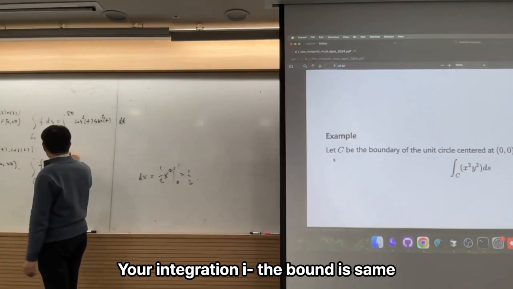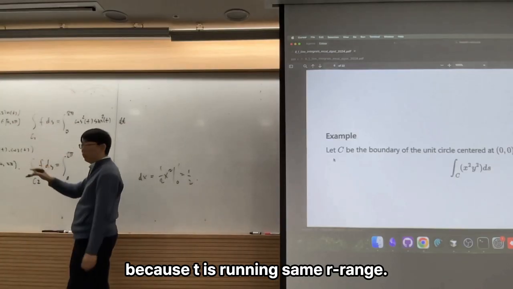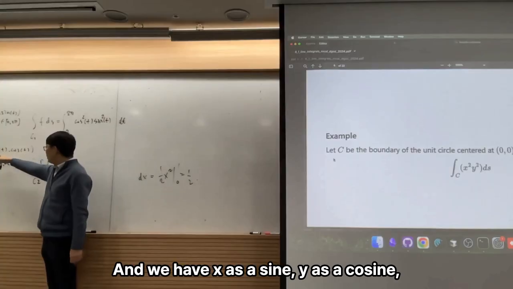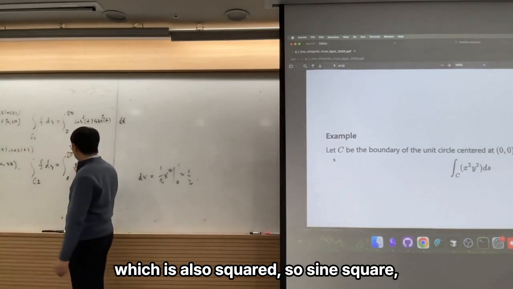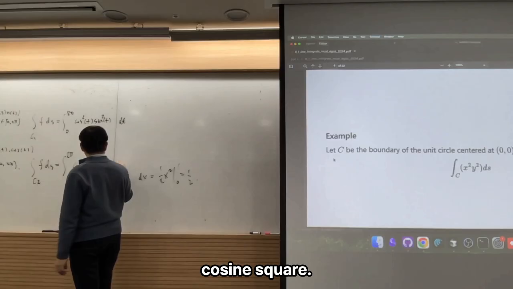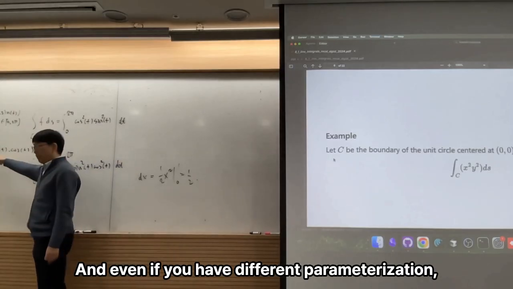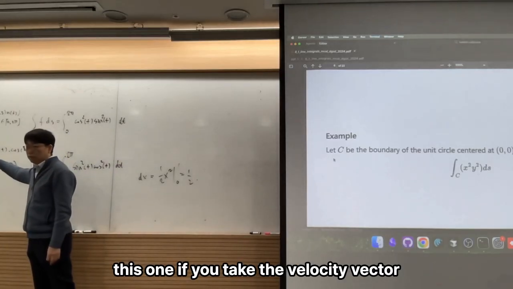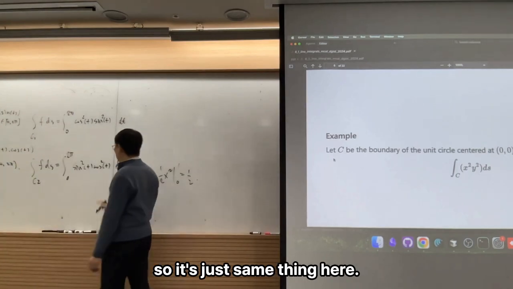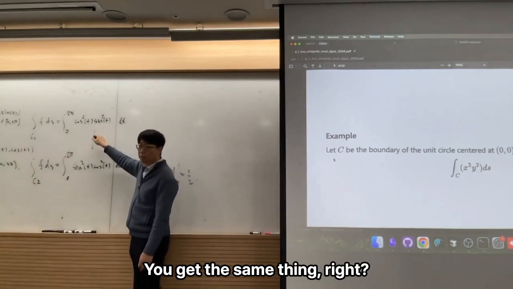And what about if you take the C2 parameterization? For your integration, the bound is the same because t is running the same range. And we have x as a sine, y as a cosine, which is also squared. So sine squared, cosine squared. And even if you have a different parameterization, if you take the velocity vector and take the norm, it's always 1. So it's just the same thing here. You get the same thing, right?